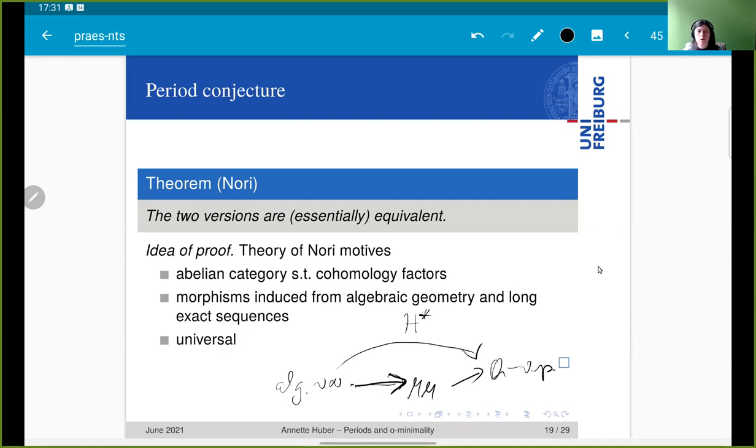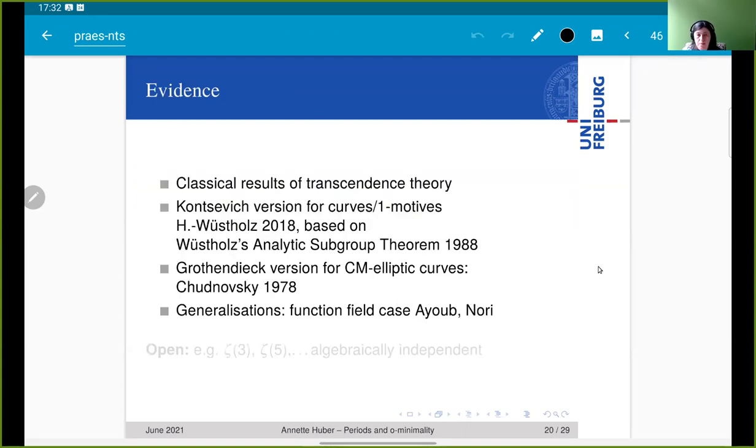And contrary to rumors, this theory exists. There is a well-defined category of mixed motives defined by Nori that has all these properties and that can be used to give a precise formulation of the period conjecture. And then you can use this in a Grothendieck style formulation of the conjecture where you talk about functoriality of motives, or you can use it to translate to the Kontsevich version. Okay, it's a big conjecture.